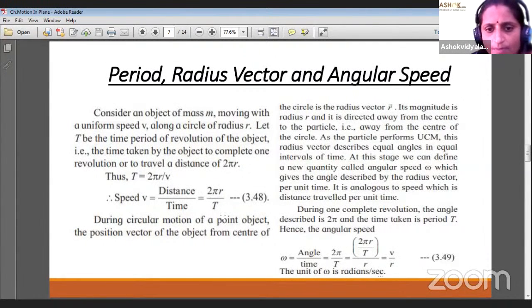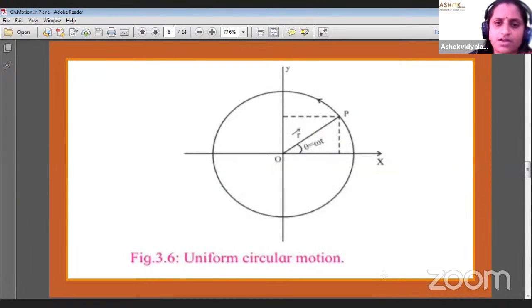Here, v is 2 pi r upon T, and omega is 2 pi upon T. Therefore, 2 pi r upon T upon r is nothing but v upon r. The unit of omega is radian per second. Substituting the value of T, which is 2 pi r upon v, we get v upon r, and the unit of omega is radians per second. This is uniform circular motion, where theta is equal to omega t, and r is the radius vector.